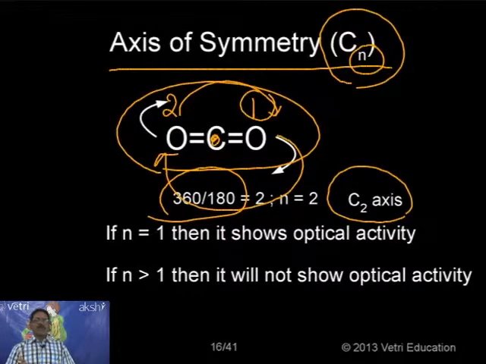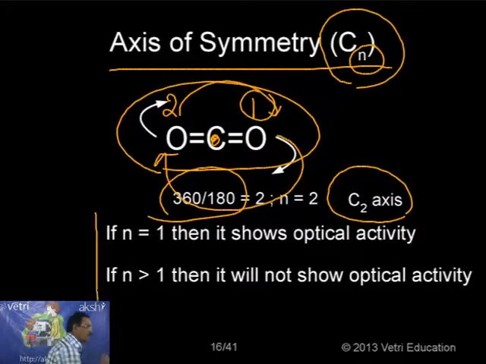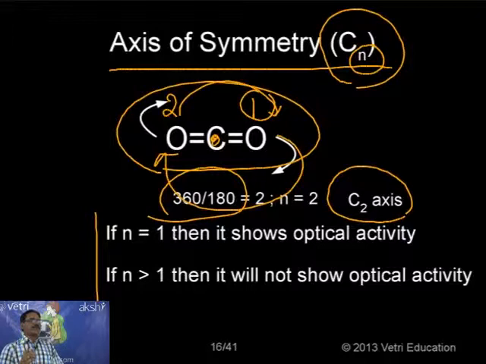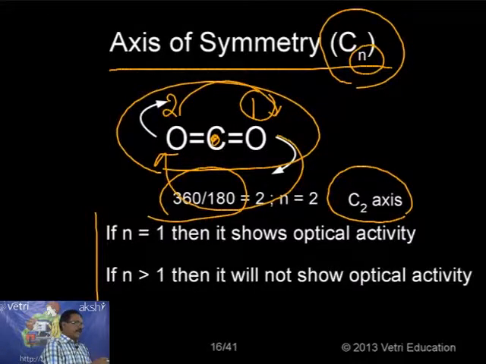I already pointed out, it is very difficult to understand this at a higher level. Anyhow, interested students can observe. So let me conclude now, in the easiest way. I have already pointed out how to arrive at the n value. Rotate the molecule 360 degrees and find out at what angle it appears in the original configuration. Then divide 360 by that angle. For carbon dioxide, 360 by 180, so 2. So carbon dioxide has a C2 axis.